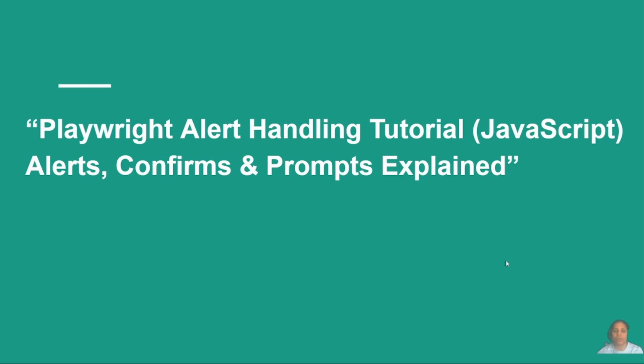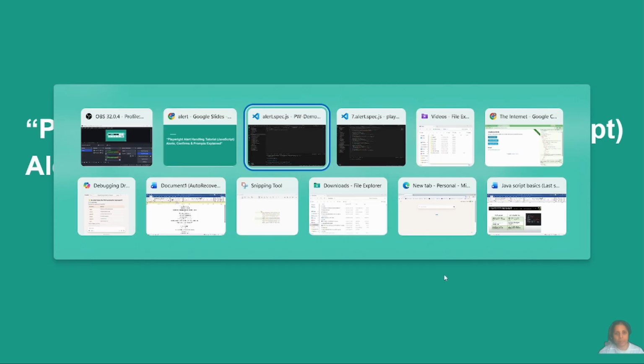So in the last video, we discussed the native dropdown and custom dropdown. And I feel like you have all understood the concepts very well. So today we are going to discuss alert handling. In JavaScript, there are 3 built-in browser dialogs. Okay. Let me show you.